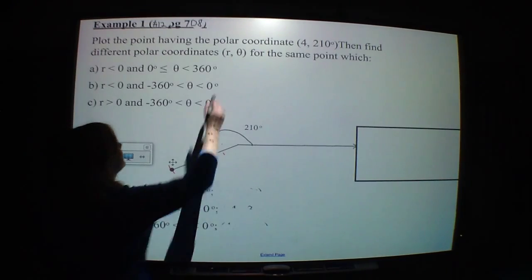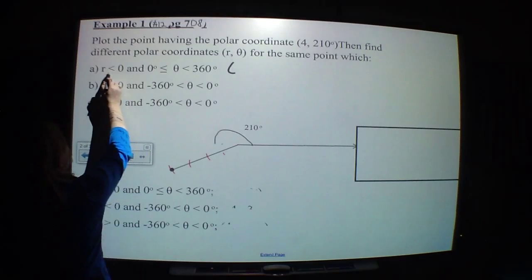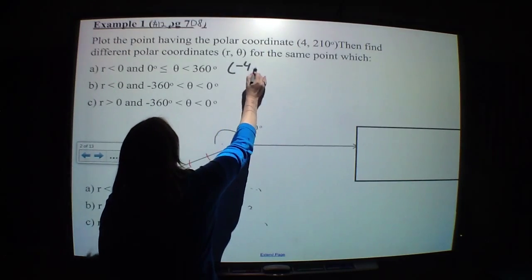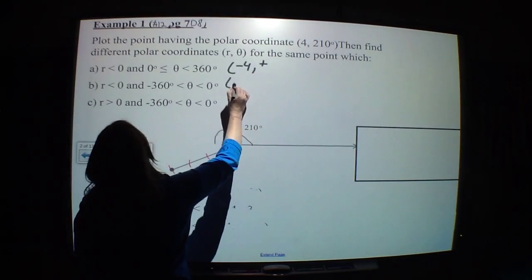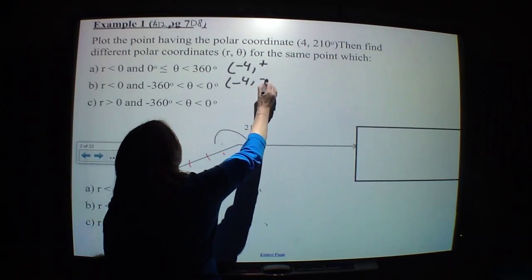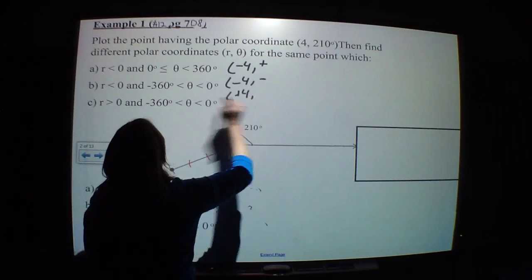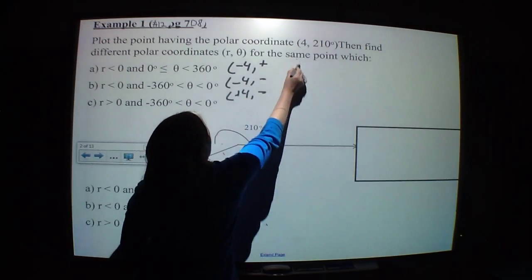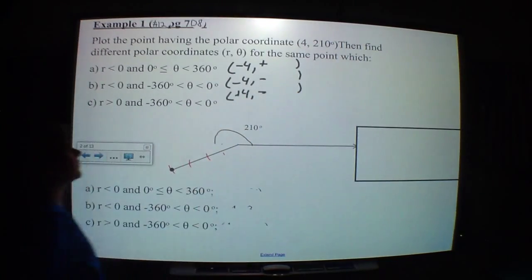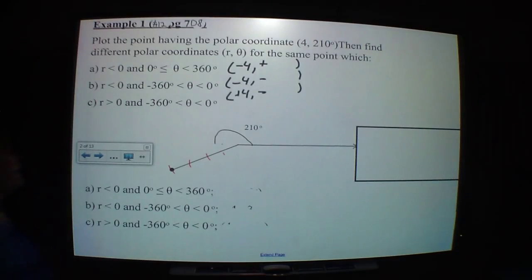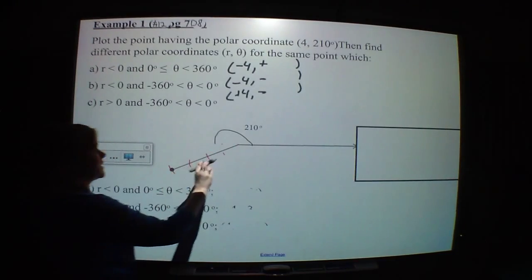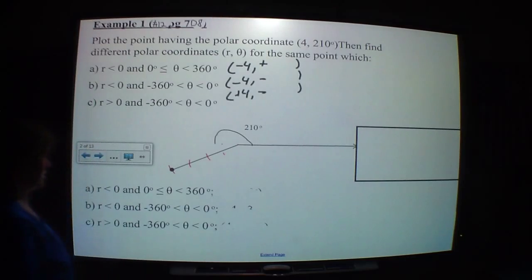But I want r to be negative, so I want a negative 4 and some positive angle. I want negative 4 and some negative angle. And I want positive 4 and a negative angle. That's what it's saying there. That's what I want. Okay? This is the positive direction. That is the negative direction.